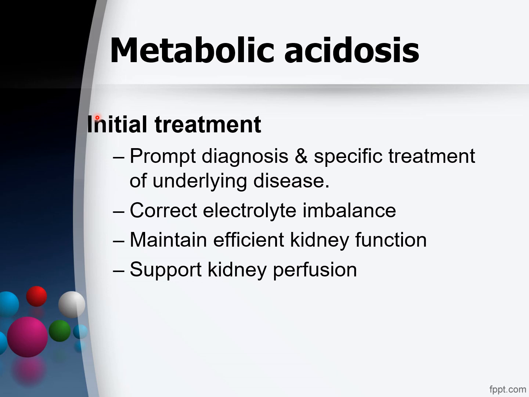diagnosis and specific treatment of the underlying disease. For example, insulin and fluids for diabetes. Diabetes is also one of the diseases that could lead to the production of metabolic acidosis. And treatment of the underlying disease of diabetes requires insulin.